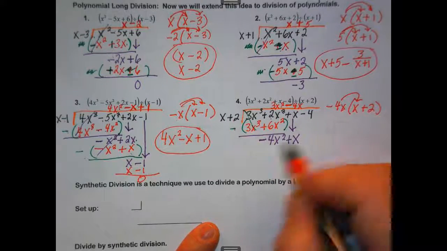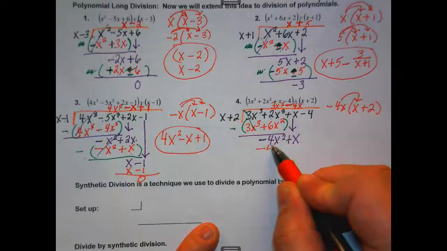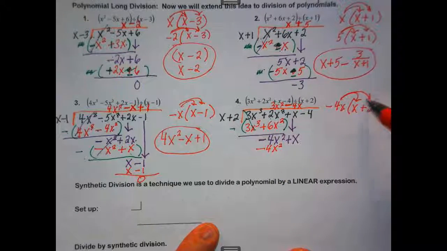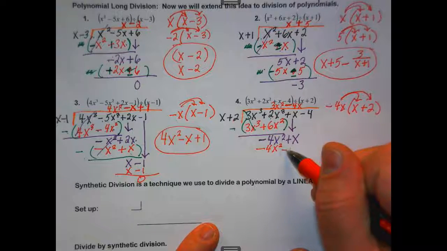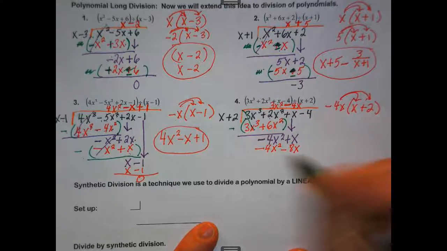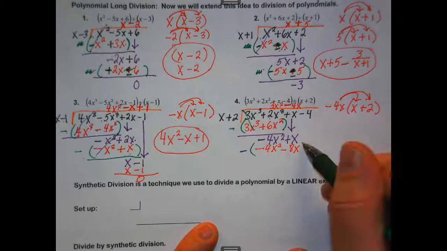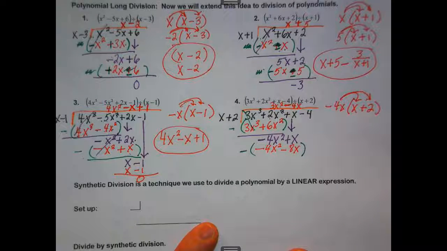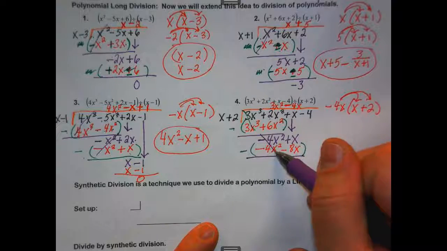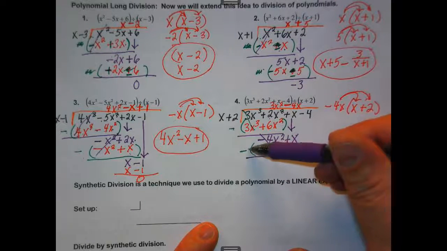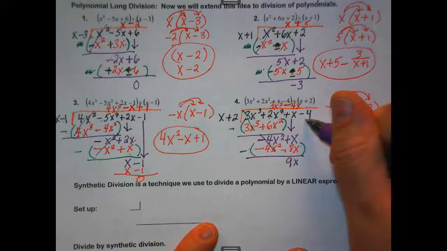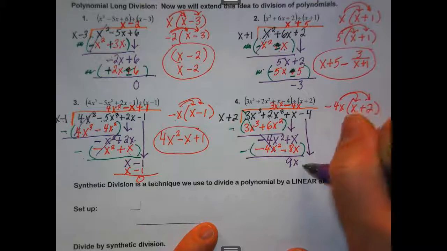Okay, negative 4x times x, negative 4x squared. Negative 4x times 2, negative 8x. Now subtract this entire quantity. Okay, these cancel. x minus minus is plus, gives me 9x. Bring down my minus 4.